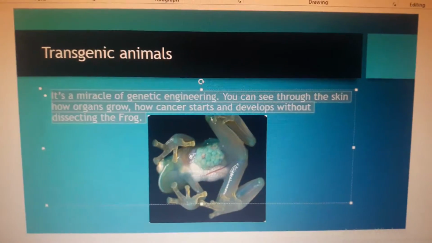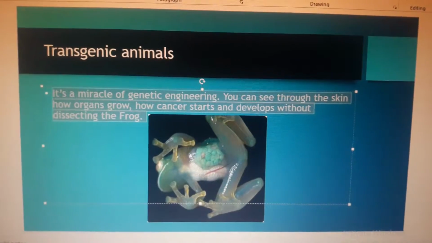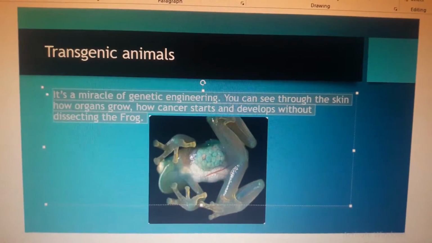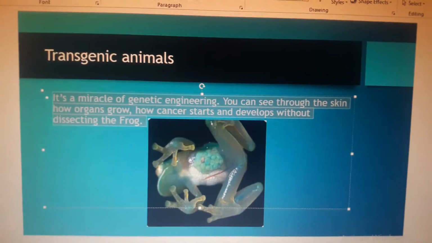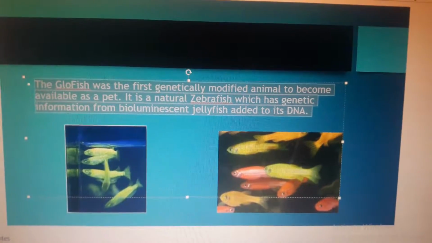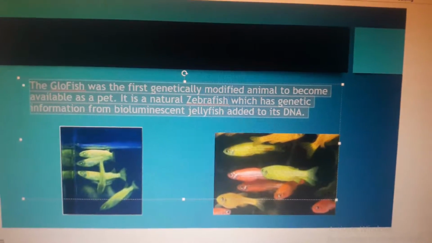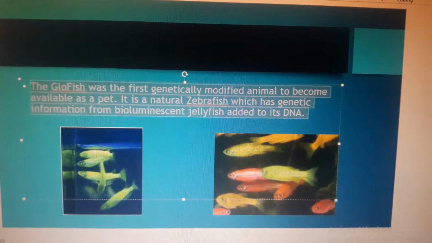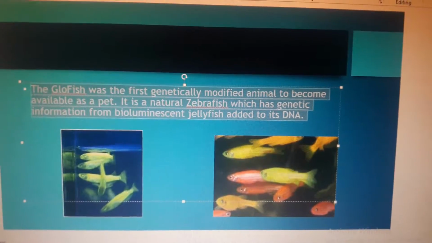Transgenic animals. It's a miracle of genetic engineering. You can see through the skin how organs grow, how cancer starts and develops, without dissecting the frog. The glowfish was the first genetically modified animal to become available as a pet. It is a natural zebrafish which has genetic information from bioluminescent jellyfish added to its DNA.